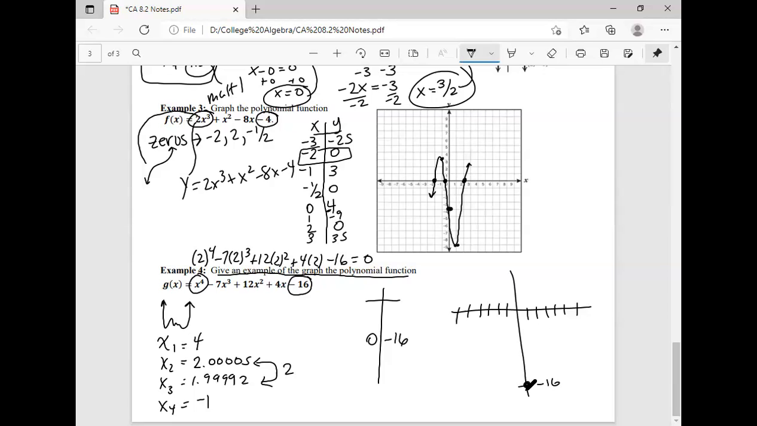So I have an x-intercept at the point (4, 0). And at that point, it only happens one time, right? So it has a multiplicity of 1. Just has a multiplicity of 1, what happens there? It crosses over the x-axis. Okay, I have another x-intercept at the point (2, 0).